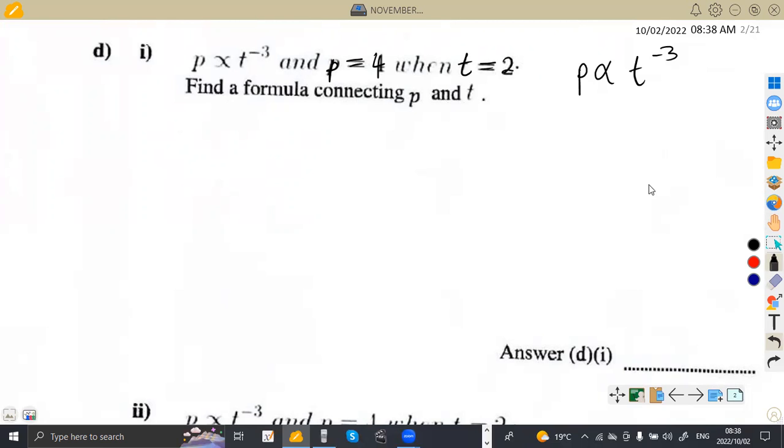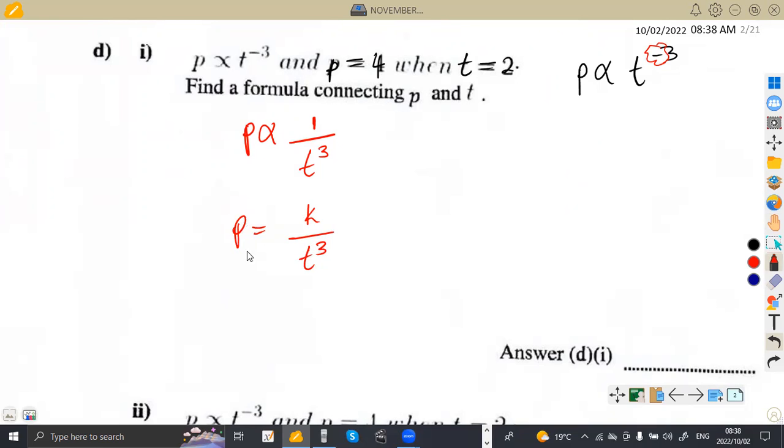Guys, this is actually an inverse variation, because you can write it like this. P varies as t to the exponent of a negative exponent. Remember, how do you remove a negative? It's 1 over. So this is going to be 1 over t to the exponent of 3. So from this part, we can introduce the constant: P is equal to k over t to the exponent of 3. So this is an equation which connects p, t, and k.